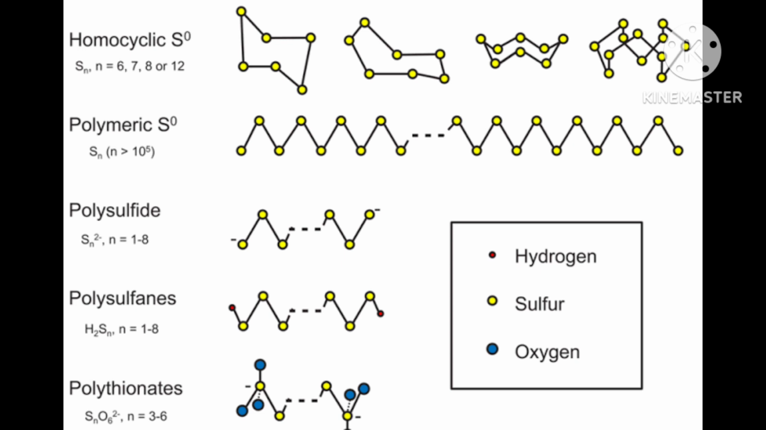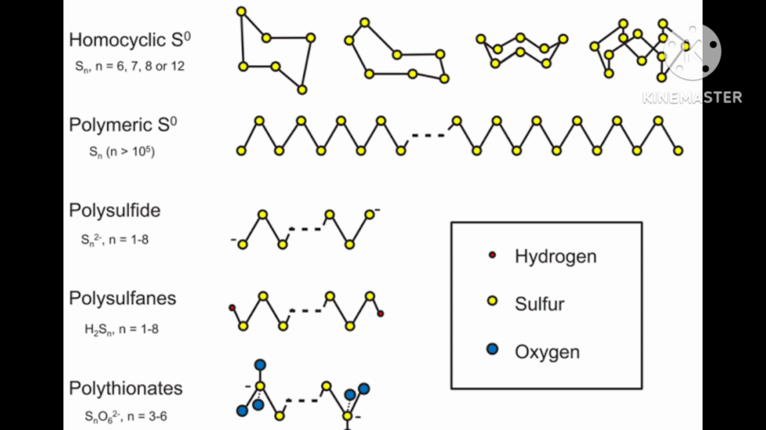Sulfur dioxide, when passed through water, forms a solution of sulfurous acid, means H2SO3. SO2 is a gas, SO2 plus H2O gives H2SO3, and from H2SO3 you can get SO2 plus H2O. Okay, it is in equilibrium.